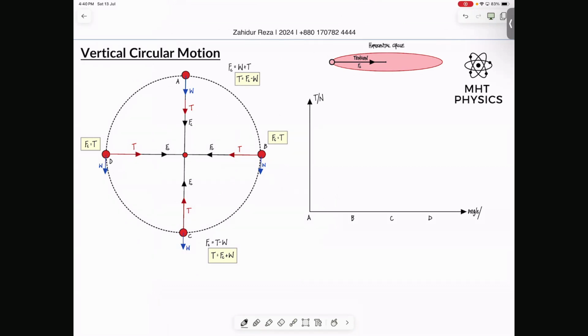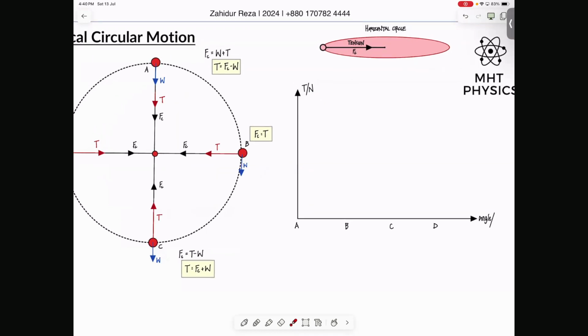Yes, very good. But is it going to be cos if I start from A? No, the value would be low, not zero, because I'm describing a scenario where weight is needed. So what should the graph look like? Okay, I'll help you out, don't worry.